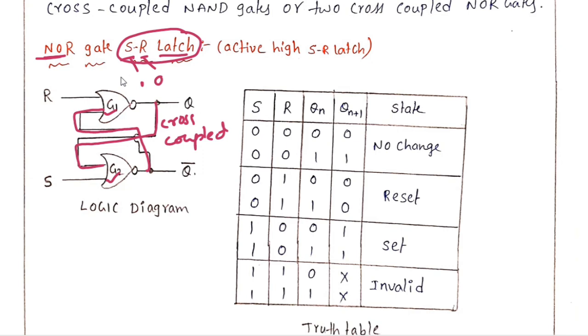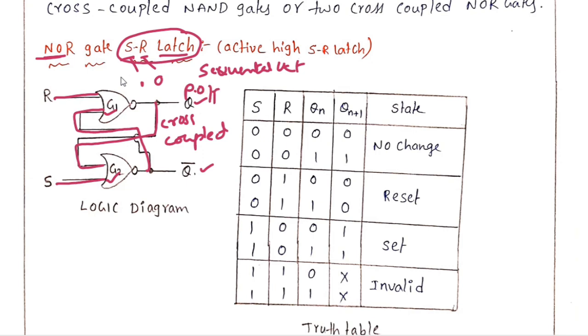Now, this is an example of a sequential circuit. A sequential circuit is one where the output depends on the present inputs as well as the past output.